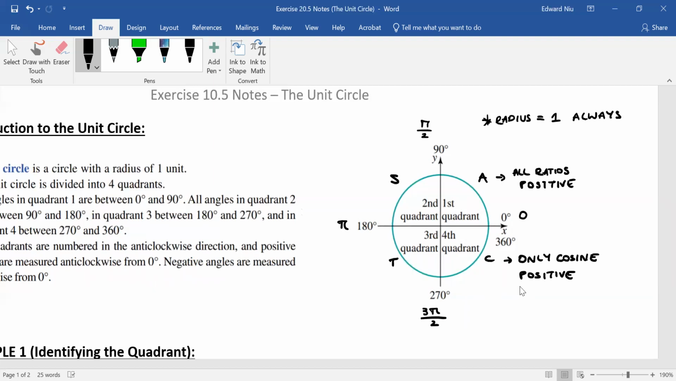The CAST acronym, if you don't know how to spell CAST, is a good way to remember it. S here is sine. So only sine positive. And then down here, only tangent positive.